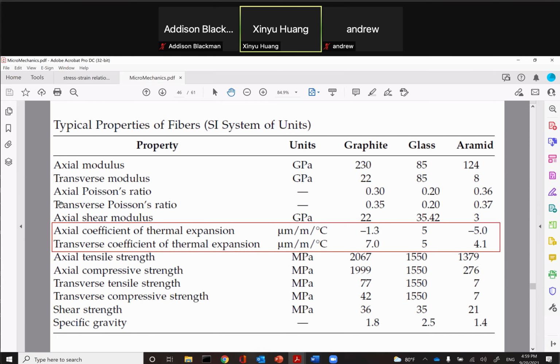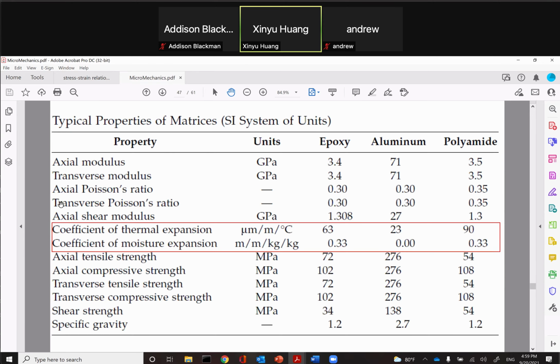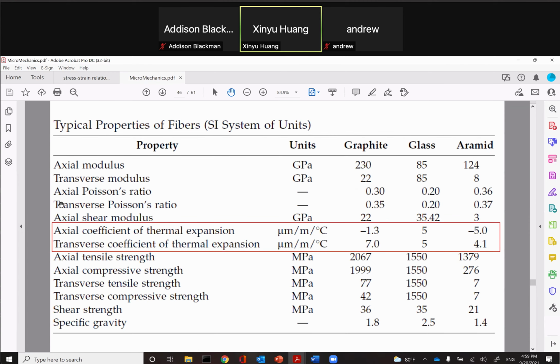Thermal expansion, matrix property. I don't know where this comes in here. So you can use the rule of mixtures to predict thermal properties, the thermal expansion coefficient. A polymer expands a lot more than metal or ceramics.